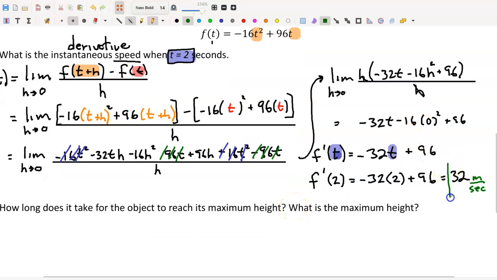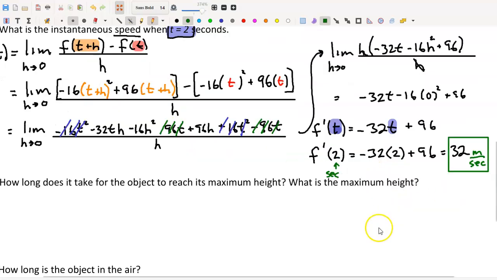We know at 2 seconds, it's going 32 meters per second. So this is one of the reasons we use this notation with functions, is that we can actually see what our input is and what our output is all together in our final answer. So we can read it: at 2 seconds, we're going this fast. All right. Next, find the maximum height.